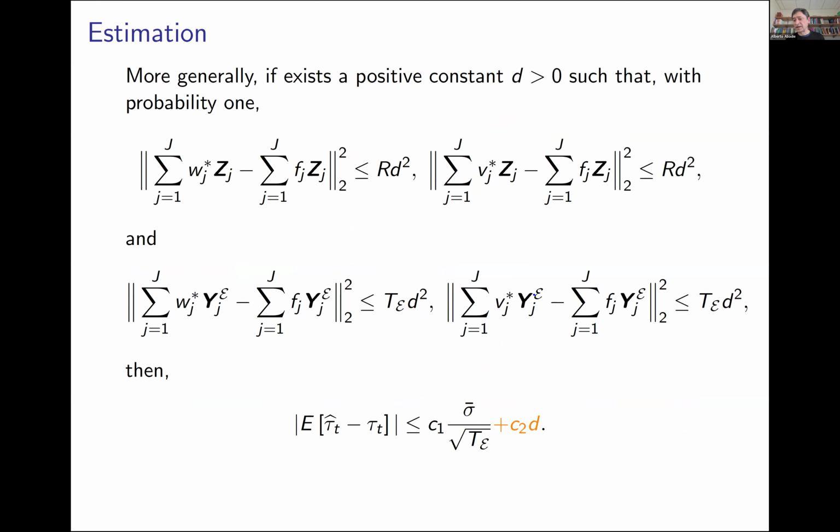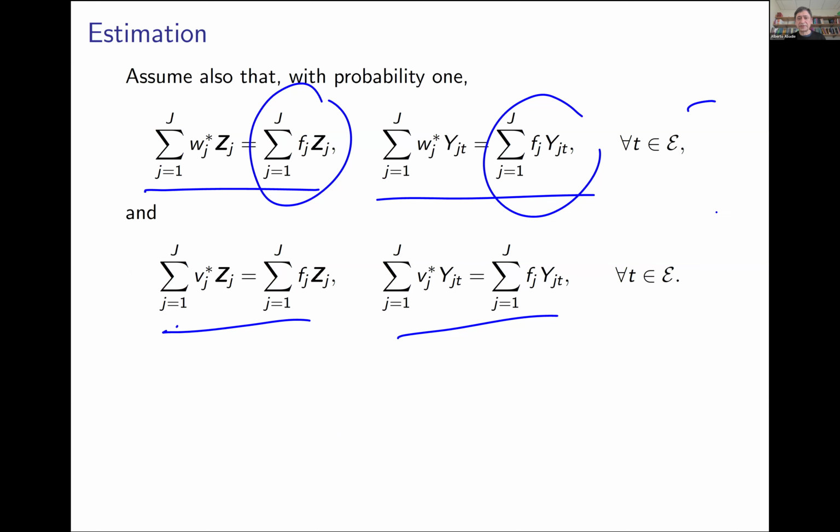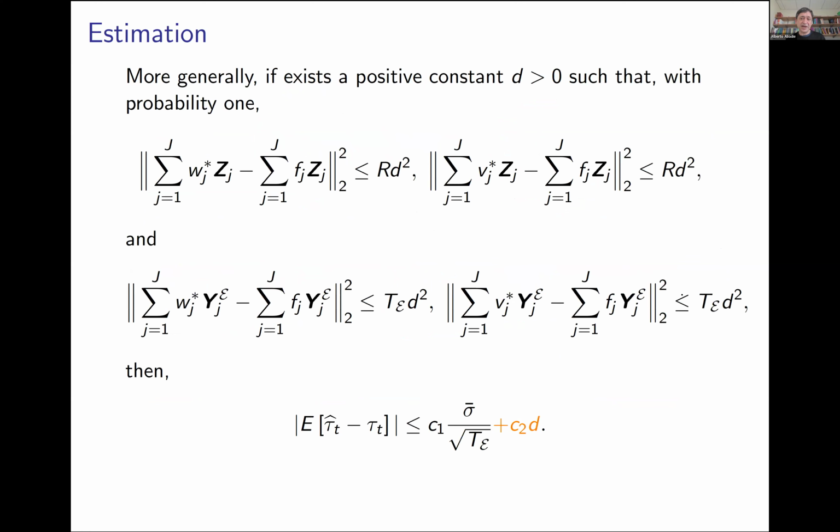Okay, something that I wanted to mention is that you don't need to fit the predictors exactly. You may, and you will in most cases, have some error in fitting these predictors, and that's going to add a constant to the bias of the estimator.